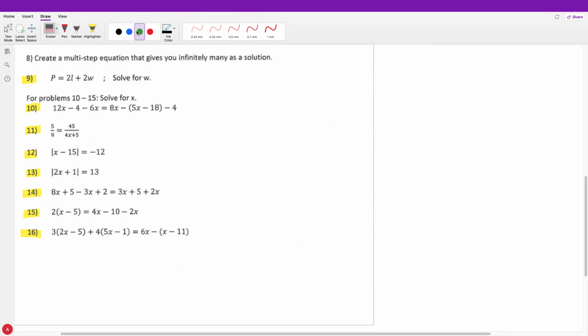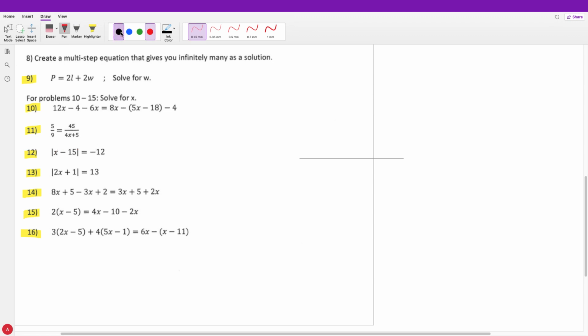Well, we know that we can't actually have an absolute value equal to a negative, because the absolute value of 12 is equal to 12, and the absolute value of negative 12 is also equal to 12. So nothing we ever solve that we put inside the absolute value will ever give us a negative as an answer, so it is no solution. All right, so that one will be no solution.